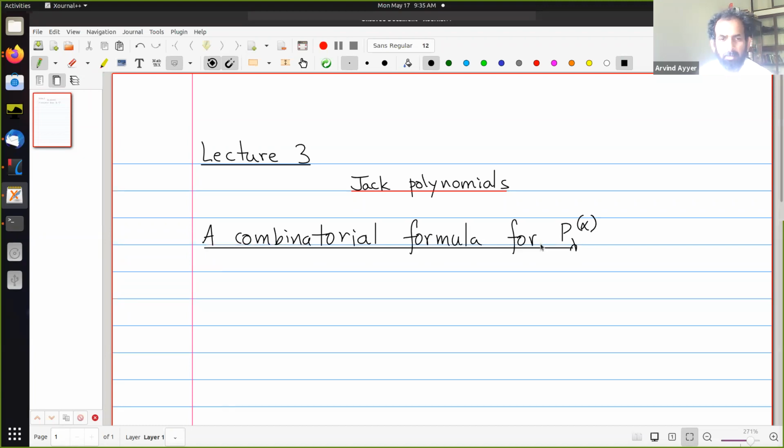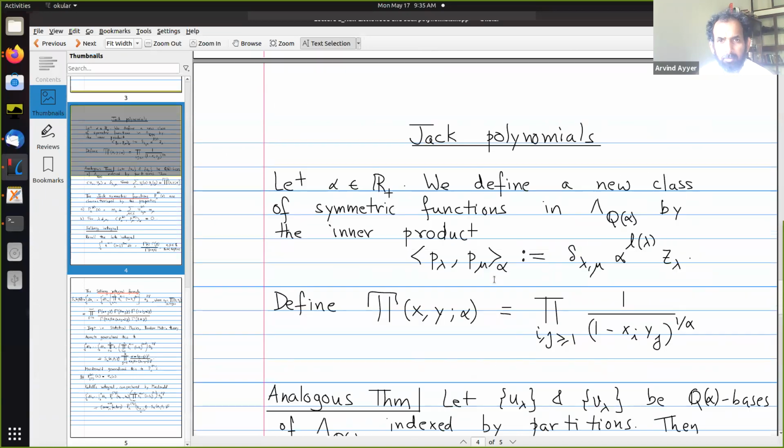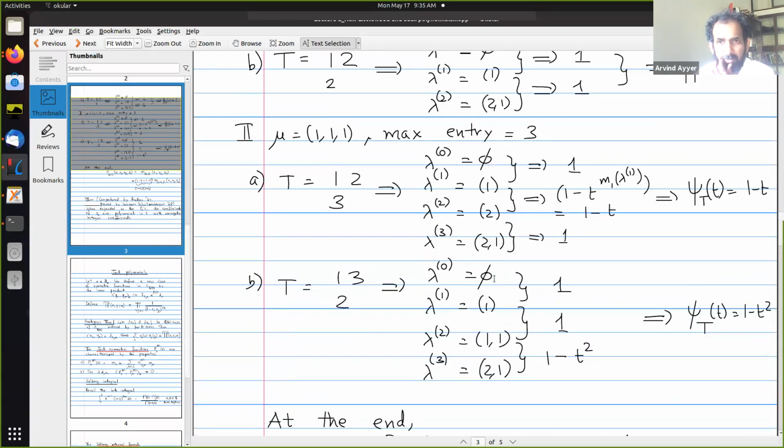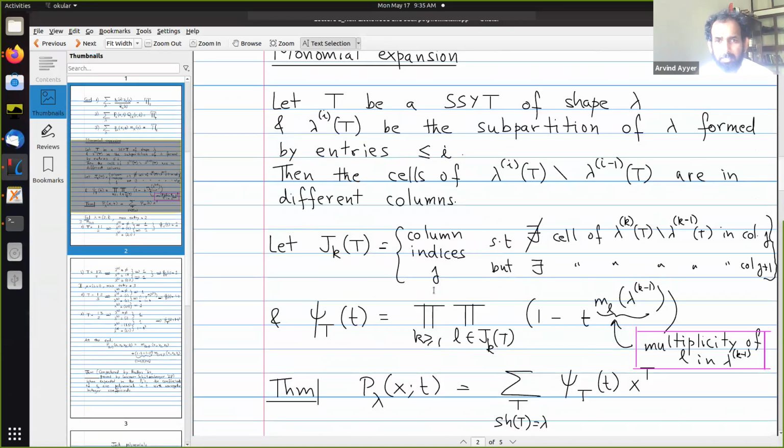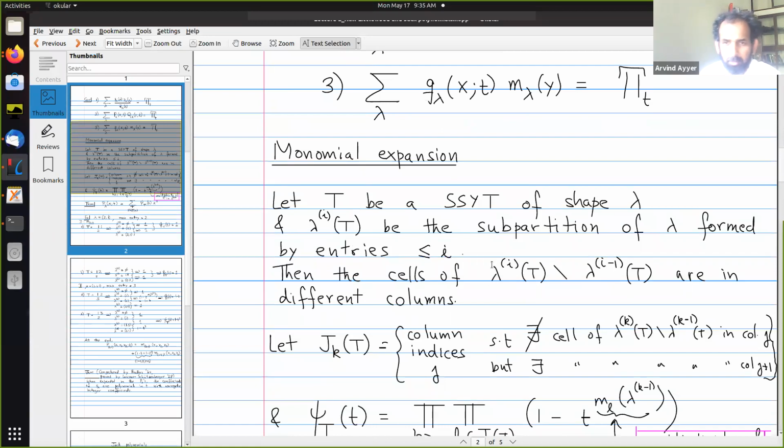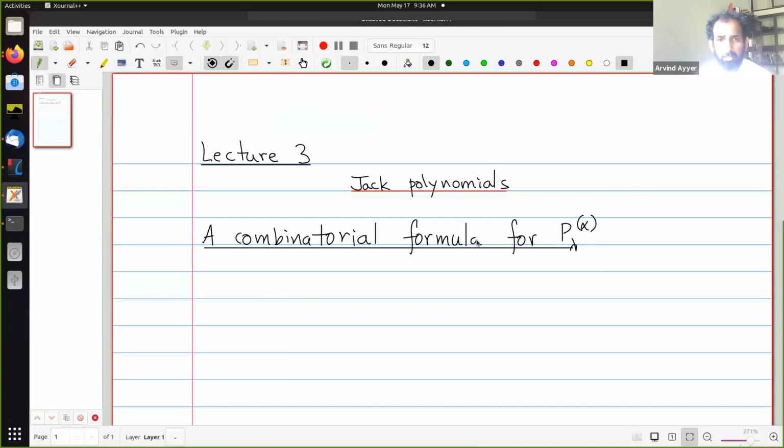I will use notation from last time where we defined this notation. Remember that we have a semi-standard tableau of shape lambda, and lambda i of t is the subpartition of lambda formed by entries less than or equal to i in t. Then by semi-standardness, the cells of lambda i minus lambda i minus 1 are in different columns. That much notation I will reuse.